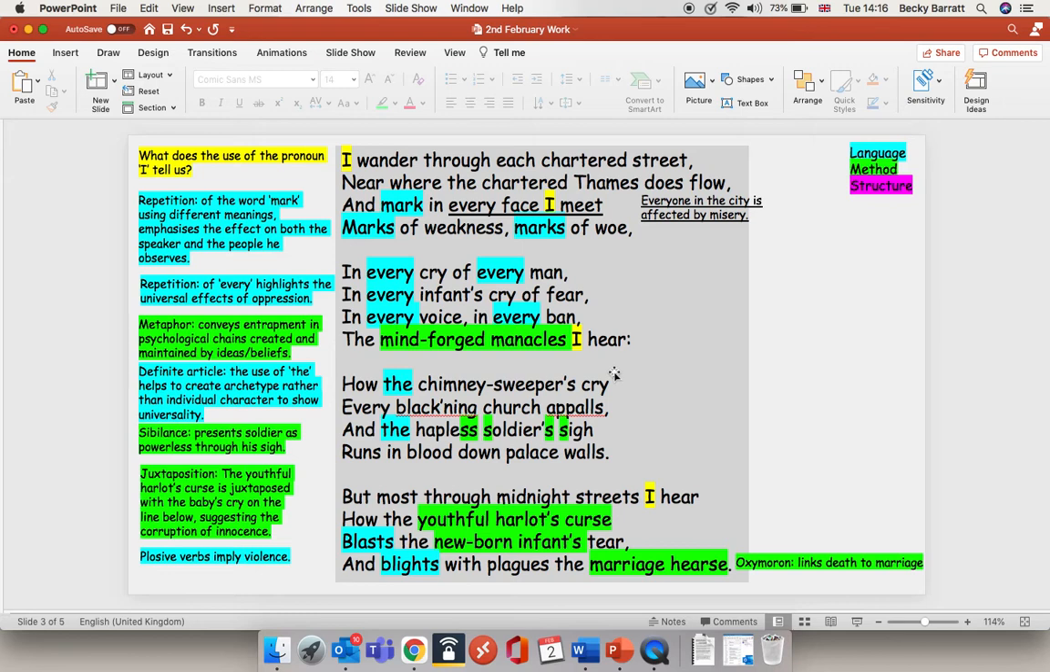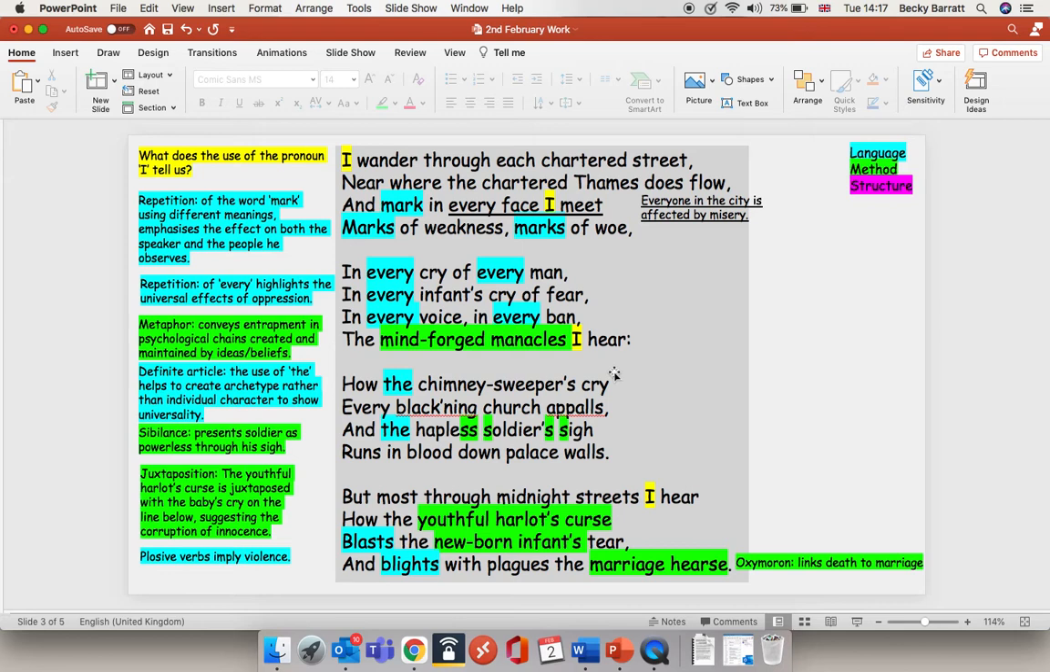So last lesson, or the lesson before, I'm not sure now, I've slept since then, sorry guys. I got you to look up a couple of words for me and find the meanings, and manacles was one of them. And if you did that research, you would know that they are physical restraints. So this is a metaphor because it says mind-forged manacles. So what it's saying is that these are psychological chains that are created and maintained by ideas and beliefs.